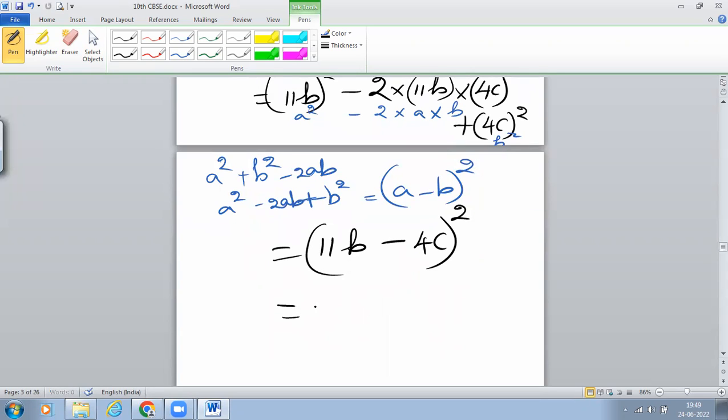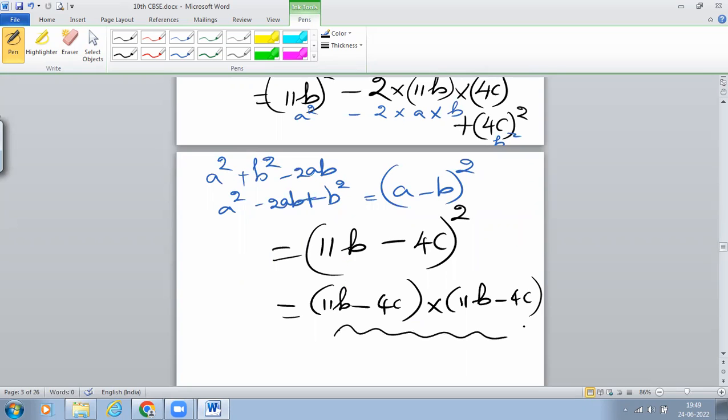In the next step, we have to express in factors, right? So we can write 11b minus 4c the whole square. Anything to the power 2 means we have to multiply that 2 times, right? 2 square means 2 into 2. A square means a into a. Likewise, 11b minus 4c the whole square means 11b minus 4c into 11b minus 4c. That's it. This is the final answer for this question.